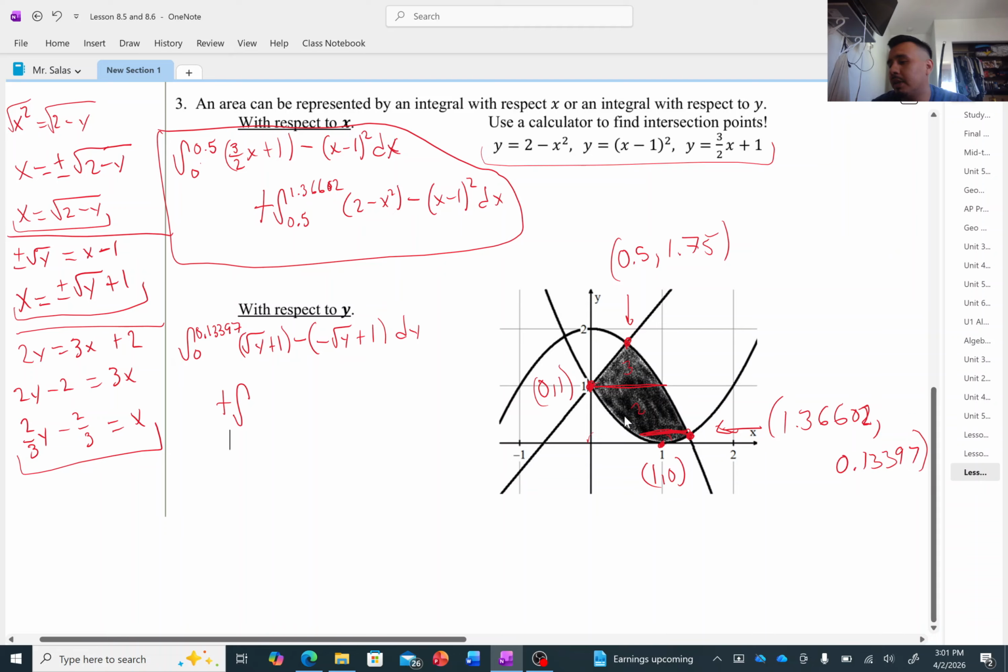So from there, my left bound would be 0. This one, so it would be right here. This is my next bound. So my lower bound would be 0.13397. My upper bound, my next point would be a 1. So a 1, my upper bound of my equation, which would be square root of 2 minus y, parentheses, minus parentheses, my first graph, my positive one, right?